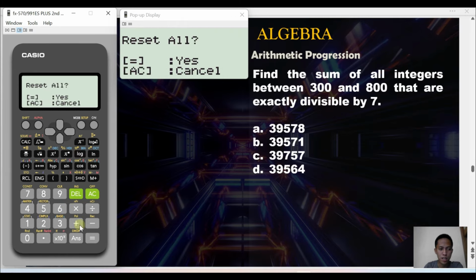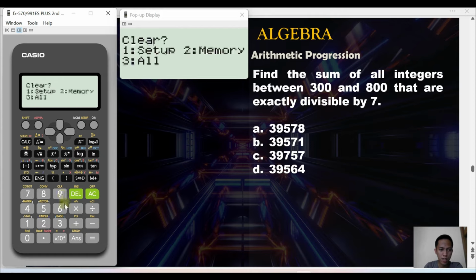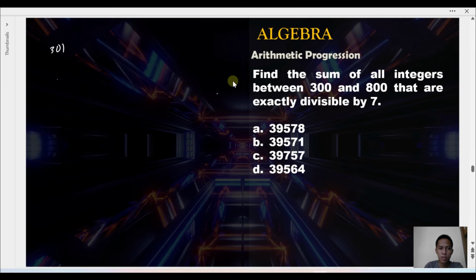Okay, shift 9. Clear all. So let's just first clear our calculator. And is 301 divisible by 7? Okay, so divisible siya. Walang remainder. So therefore, the first term is 301. So the second term dapat divisible by 7. So mag-add tayo ng 7 dito. So 301 plus 7, that is 308. So that is your second term.